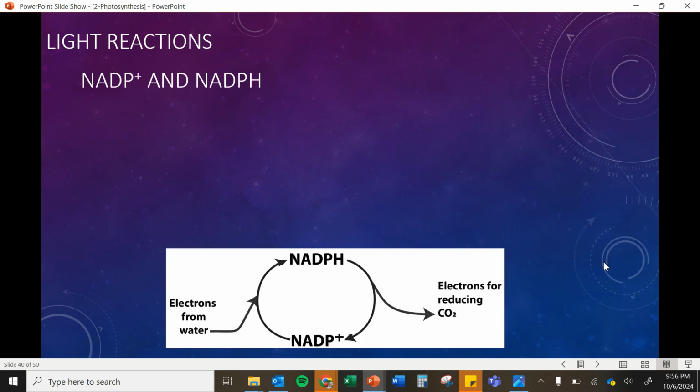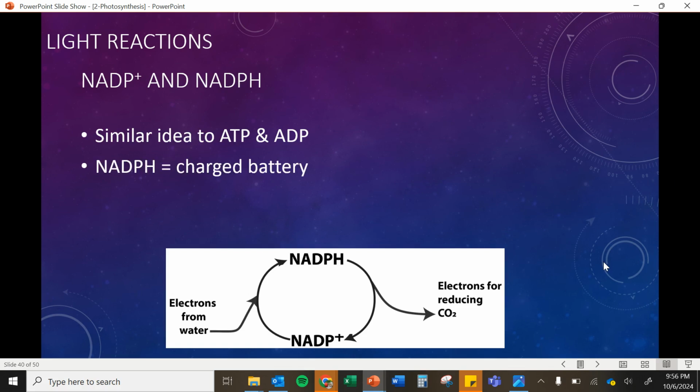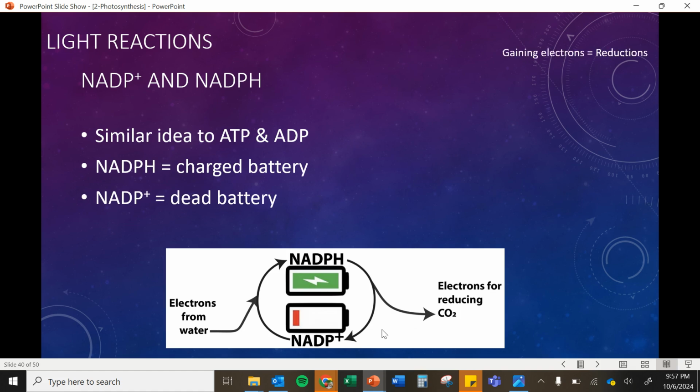NADP plus and NADPH are very similar. So you can think of NADPH as a charged battery. It's charged with a hydrogen ion. And NADP plus is like a dead battery. Okay, it's actually gaining electrons. This is sometimes referred to as an electron carrier because it's gaining electrons. The reason you might hear the word reduction is because it's gaining electrons.